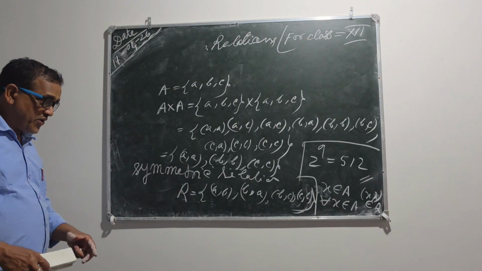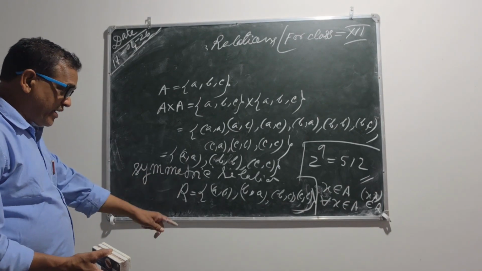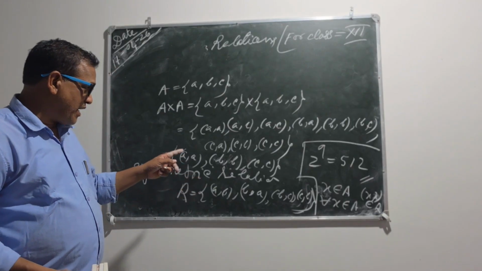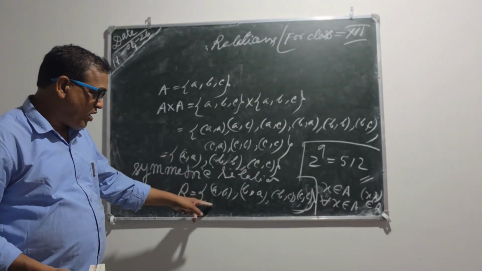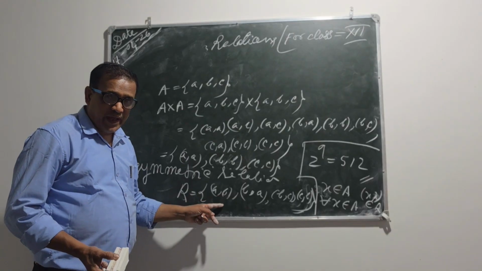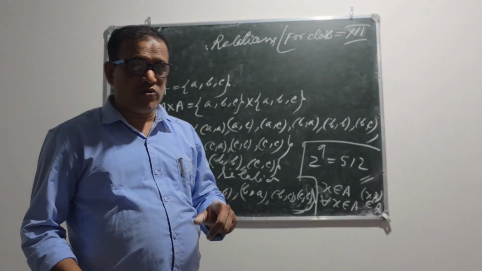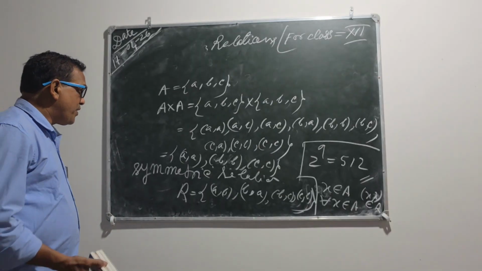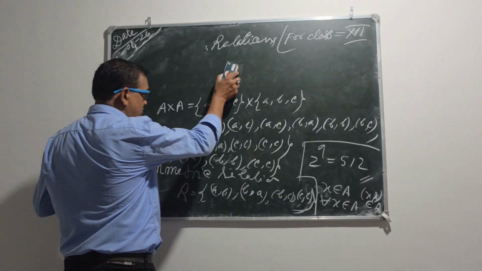a symmetric relation. So it is not necessary that for all the ordered pair elements, let's say (A, B), (B, C), (C, ...), all may not be satisfied. But whatever ordered pair is given, its inverse ordered pair is also supposed to be present here, otherwise it cannot be symmetric. Next, anti-symmetric relation.